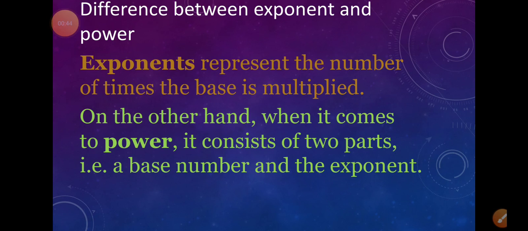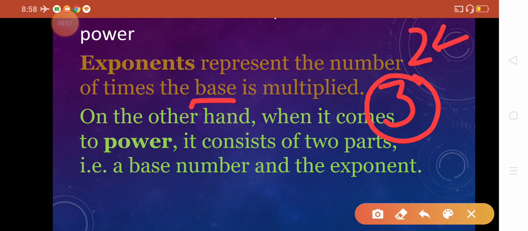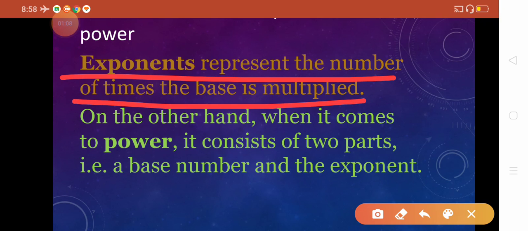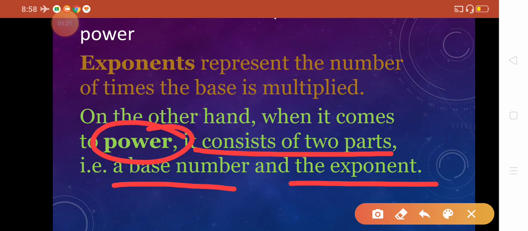So the exponent represents the number of times the base is multiplied. So what is the base? For example, you have written 3 square. Here 3 is the base value and 2 is the exponent value, because 3 is multiplied 2 times. That's why we say that the exponent represents the number of times the base is multiplied, and power consists of two parts: the base part and the exponent part.